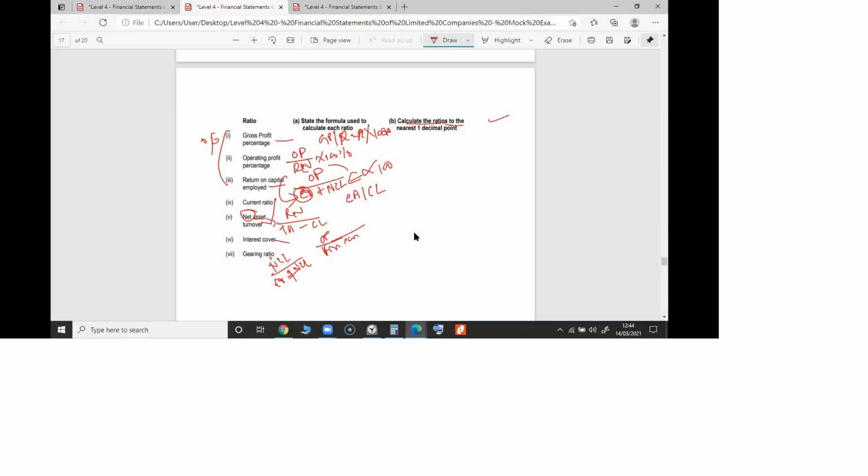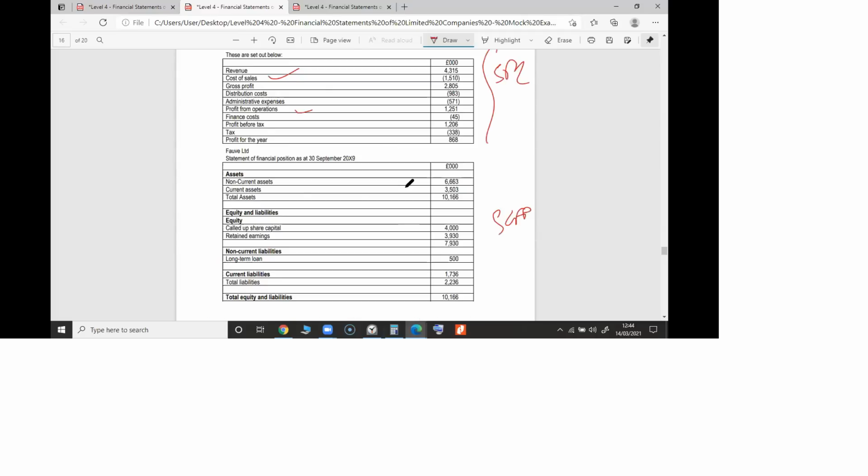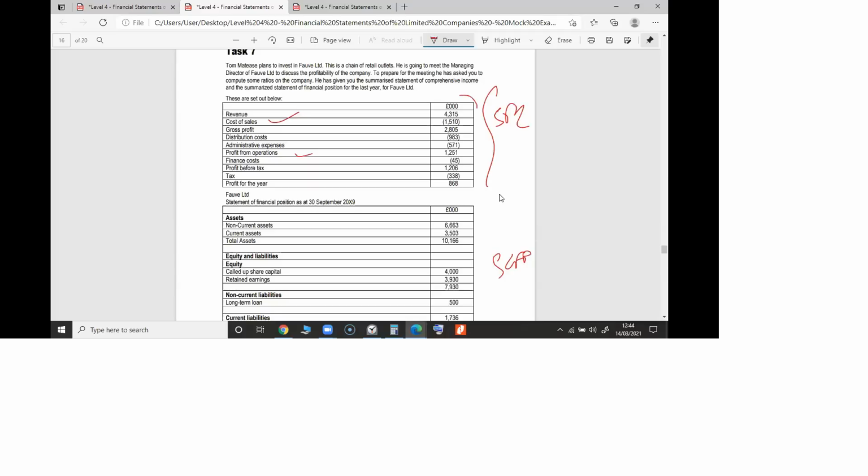Calculate the ratios to the nearest 1 decimal point. Now, if they tell us to 1 decimal, we will try to follow this one. Can you please give me the answer for operating profit percentage? What is the answer for operating profit percentage? I'm taking you here. Yeah, you can find the answer from this SPL. Operating profit percentage. Give me that percentage. Then I will check it. Let's see who gets the right answer. What percentage? 10%, 20%, 90%, 100%. Do it. Operating profit percentage. Do it on your calculator and tell me the figure.